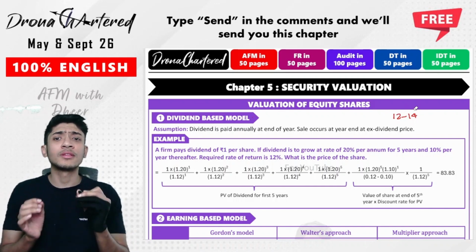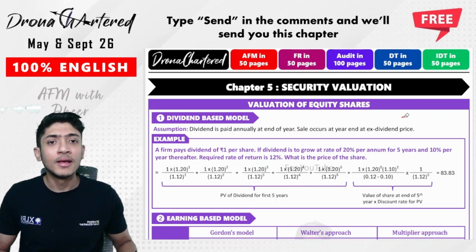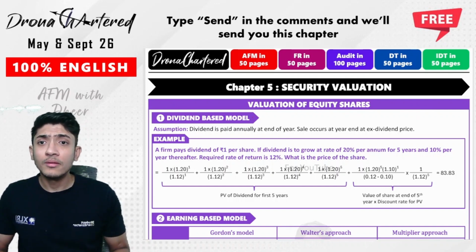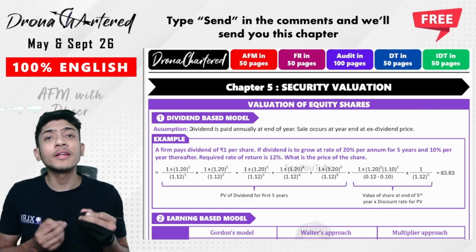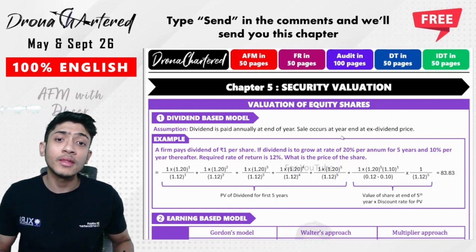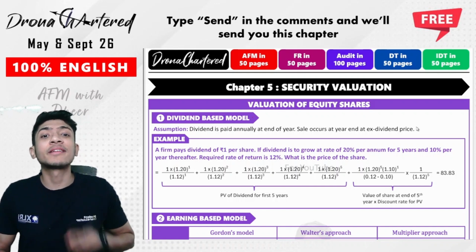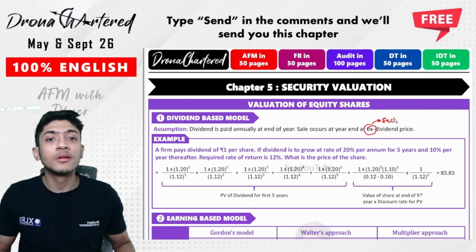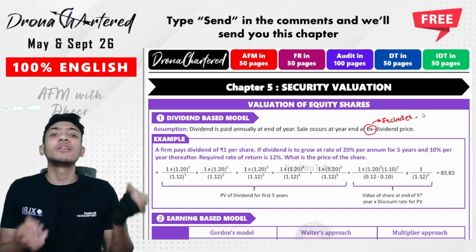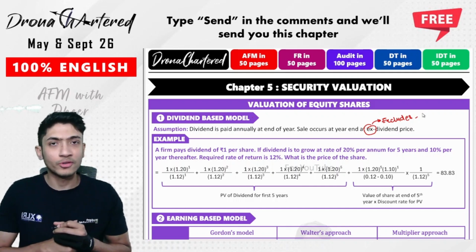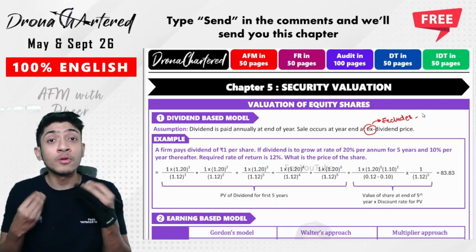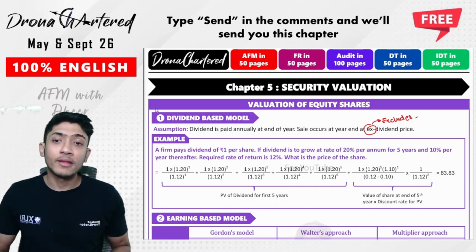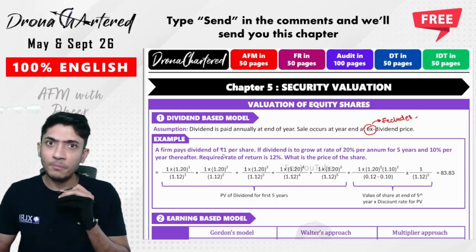This everybody knows, the one that we keep doing from Inter as well, that is your Gordon's dividend method. So this is very similar. So what does it say? It assumes that dividend is paid annually at the end of each year and sale occurs at the year end at X dividend price. Whenever we say X dividend price, that means that the price excludes dividend. That means dividend has already been paid out and then the share is sold. So basically you are going to value this share based on whatever cash inflows you receive from it. So, the example, a firm pays a dividend of rupees 1 per share.